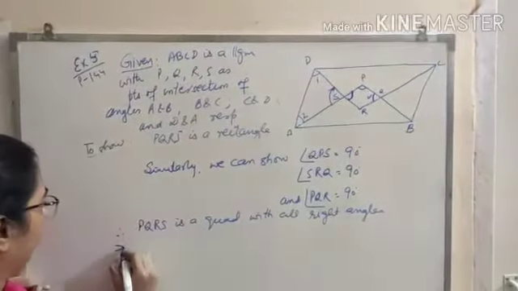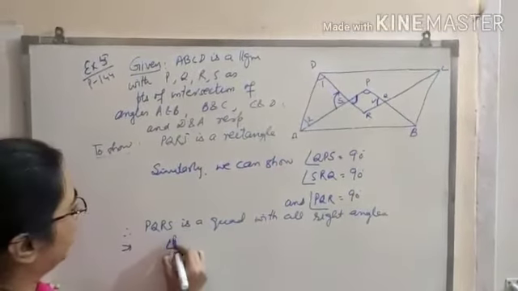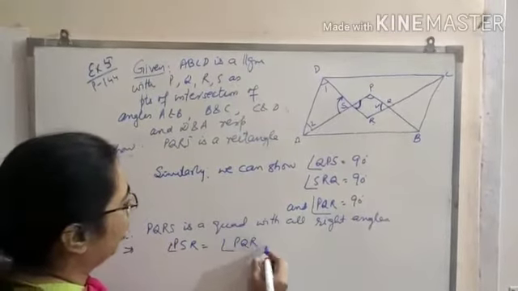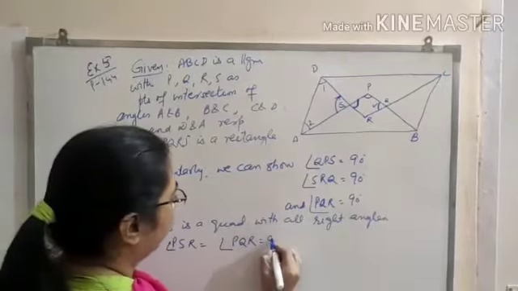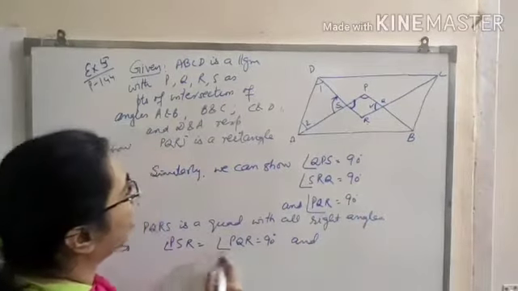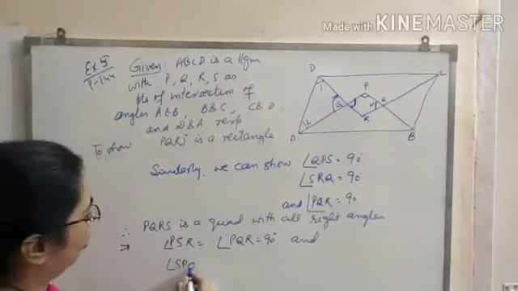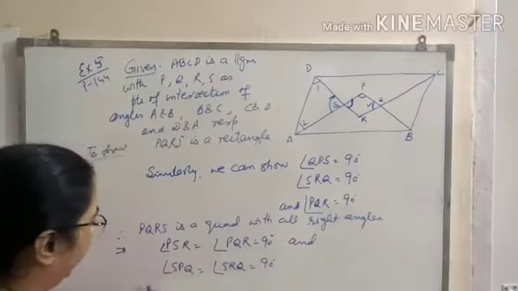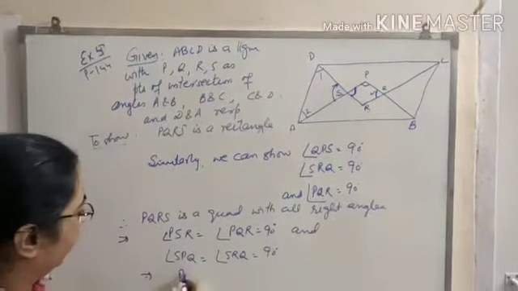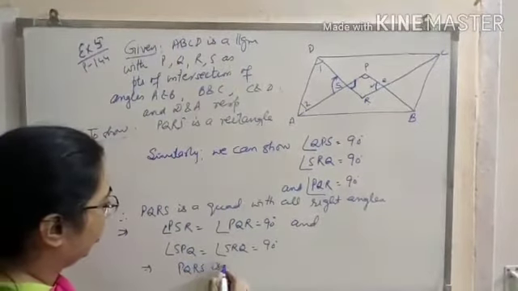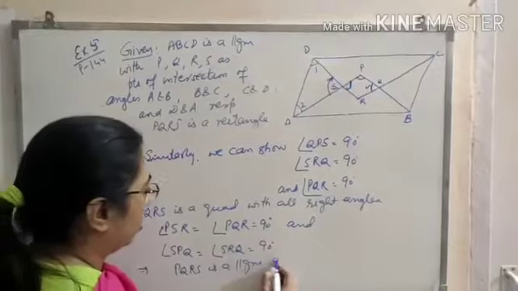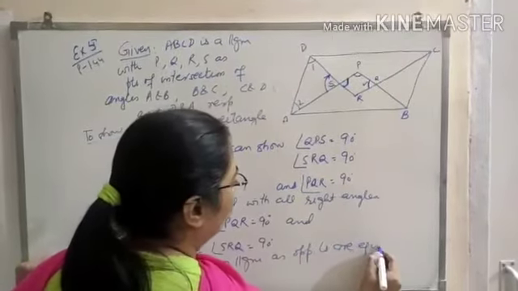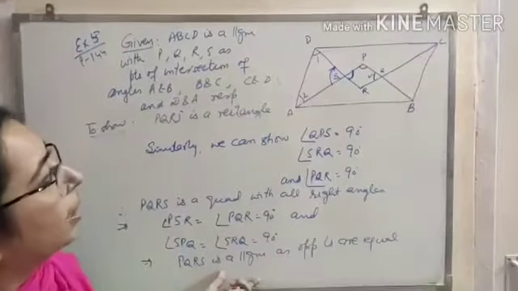It means you can see that angle PSR is equal to angle PQR, both are 90 degrees, and angle SPQ is equal to SRQ. These are also 90. It means opposite angles are equal. So PQRS is a parallelogram as opposite angles are equal. Whenever opposite angles are equal, we will say it is a parallelogram.